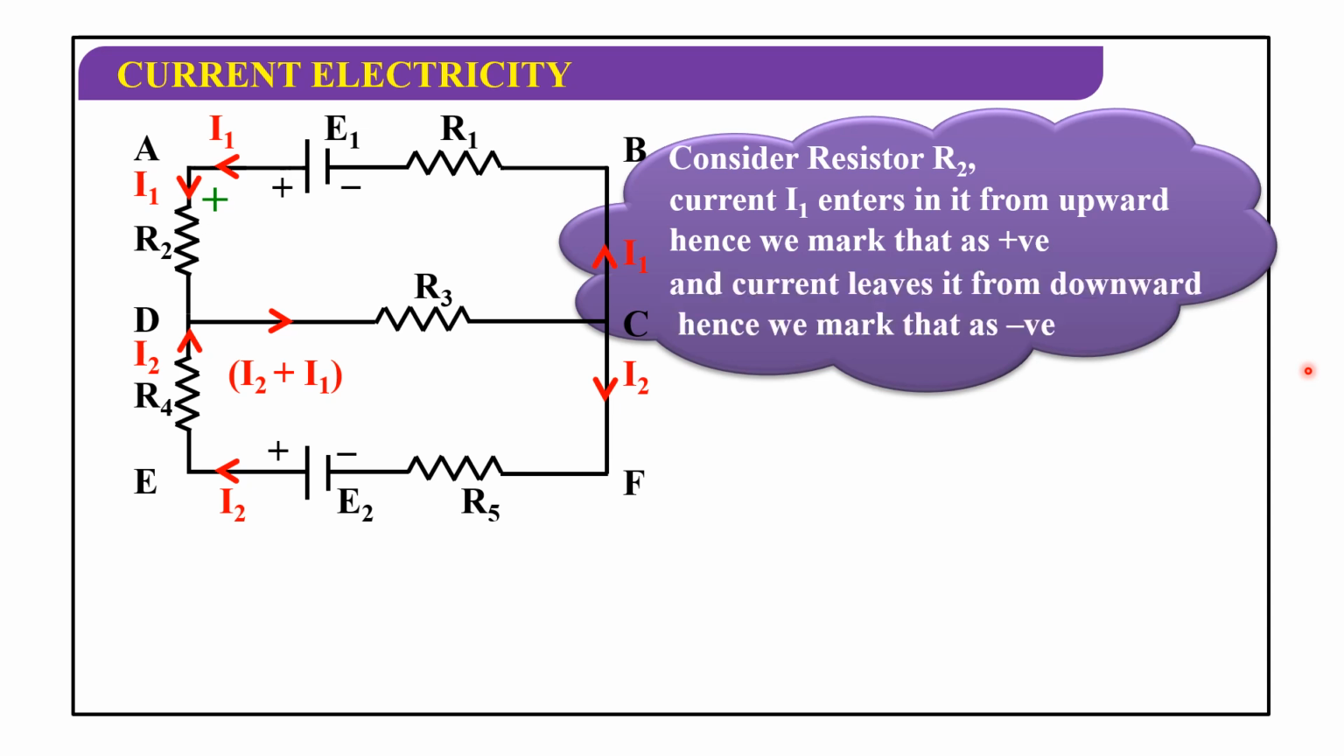I repeat, consider resistor R2. Current I1 enters it from upward, so mark it as positive, and current leaves it from downward, and we mark it as negative. So this is positive, this is negative.